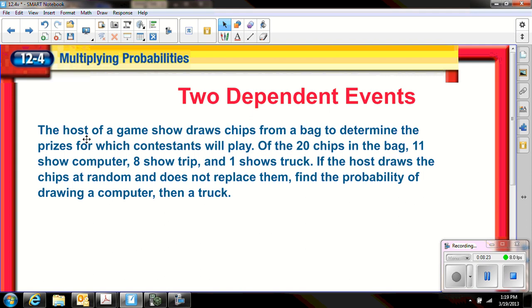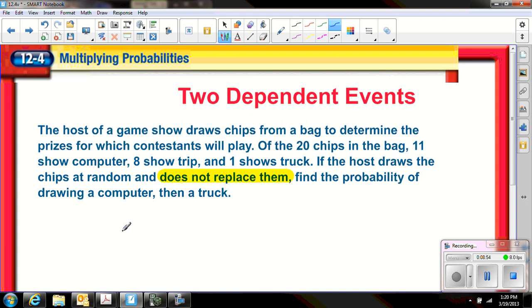So here we go. The host of a game show draws chips from a bag to determine the prizes for which contestants will play. Of the 20 chips in the bag, 11 show a computer, 8 show a trip, and 1 shows a truck. If the host draws a chip at random and does not replace them, find the probability of drawing a truck, then a computer. So the keywords here are does not replace. This means the second outcome is affected by what happens the first time through.